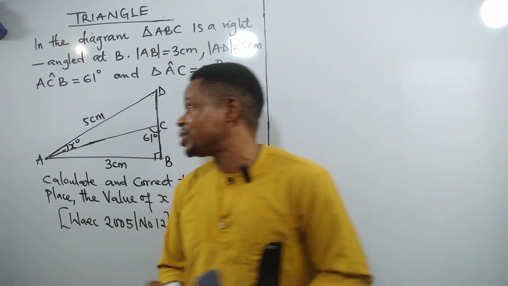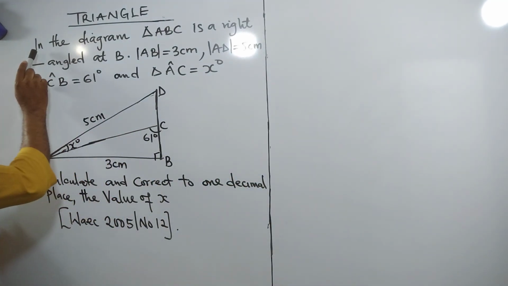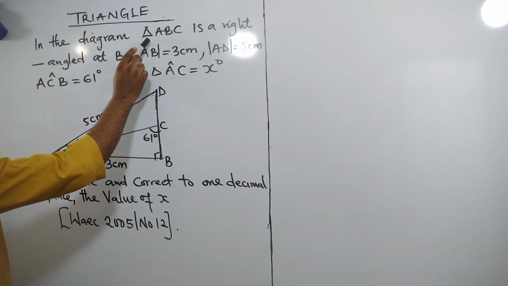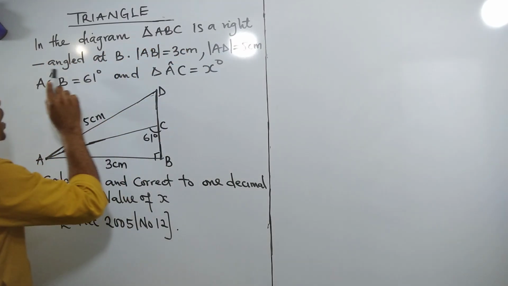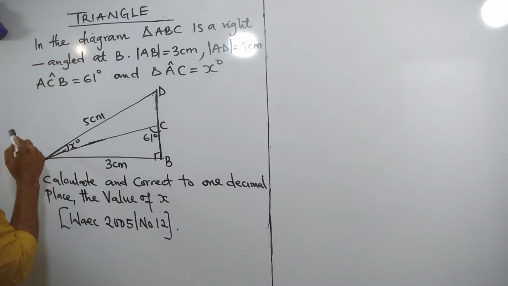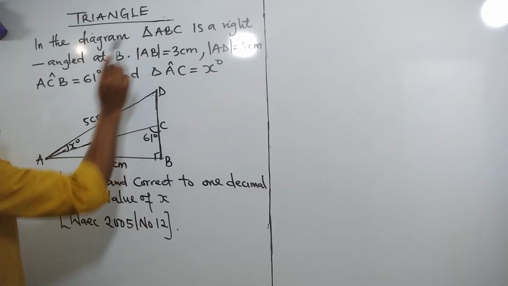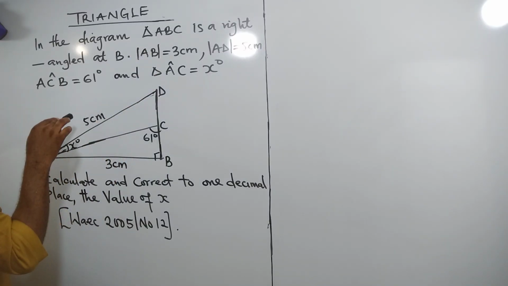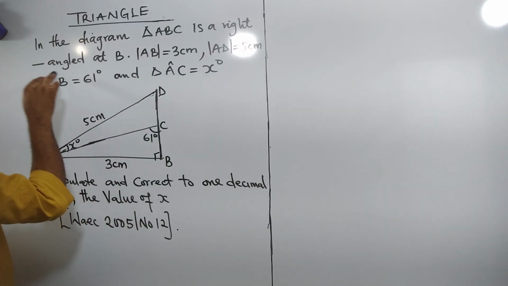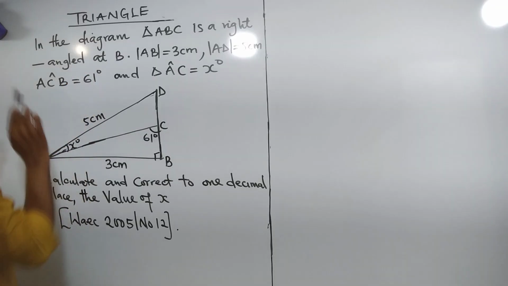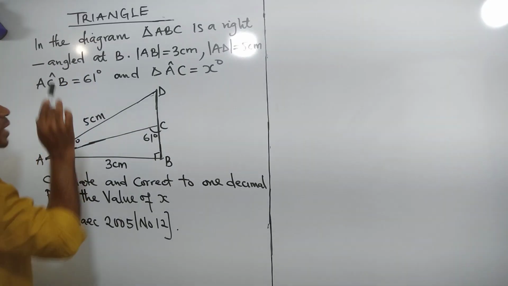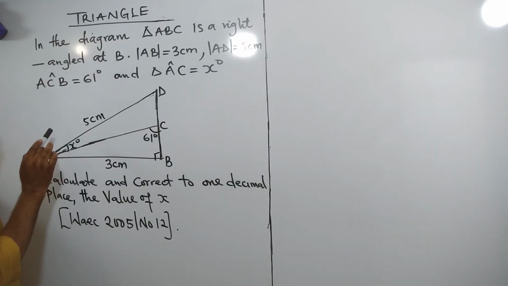Now, can we look at this question? The question says, in a diagram, triangle ABC is right angled at B. They have already specified this is a triangle with vertices A, B, and C. We don't know which one, but they have specified the angle at B, and that angle at B is a right angle.